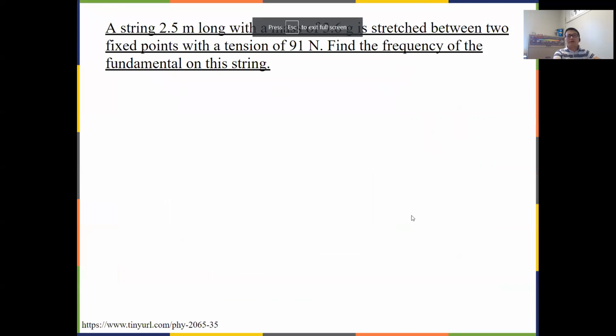Okay, so let's take a look at the example here. It says a string 2.5 meters long with a mass of 3.6 grams is stretched between two fixed points with a tension of 91 newtons. Find the frequency of the fundamental. In this case, you are given the length of the string, so L equal to 2.5 meters.